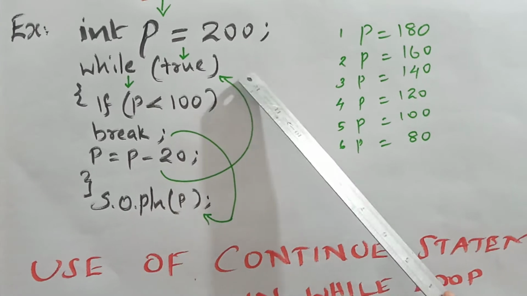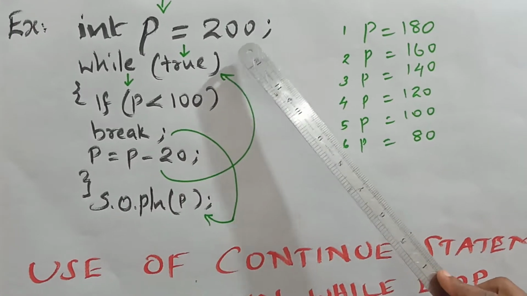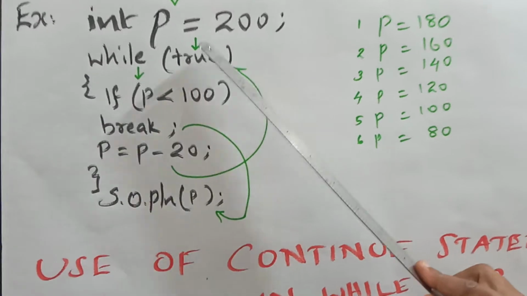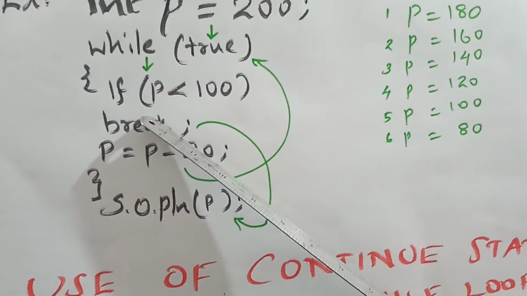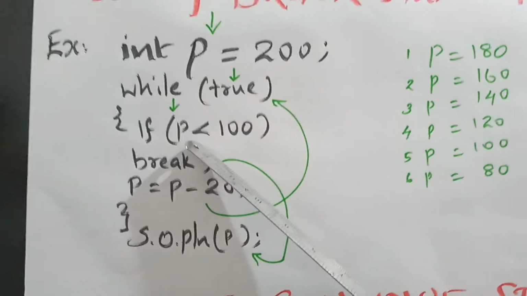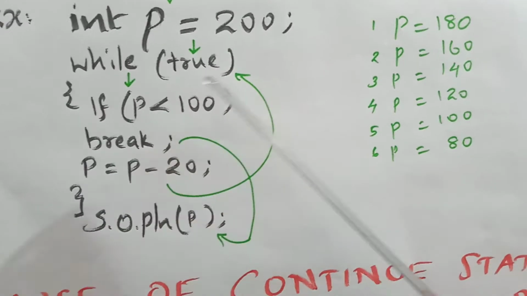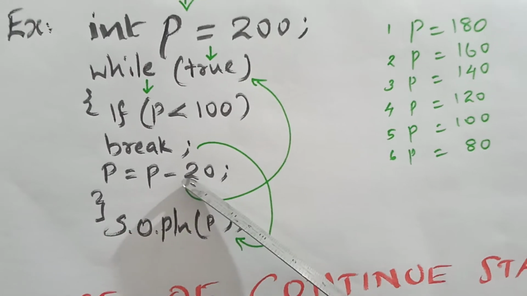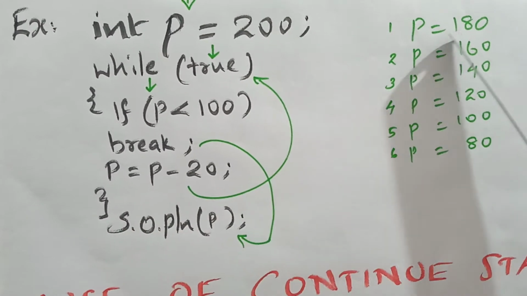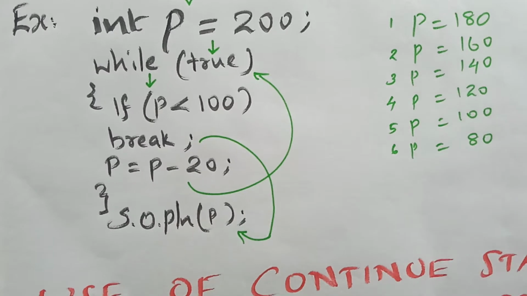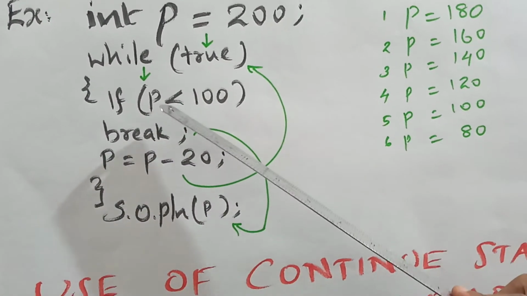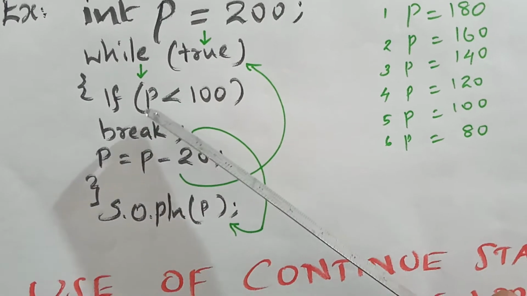Now see the logic of this program. While true means the condition we have already mentioned is always true. Then come to the body of the loop. If 200 less than 100, this will not work. Then come to here, 200 minus 20, so what will it give you? 180. Then again go to the true side because it is already true, so you come to the body of the loop.